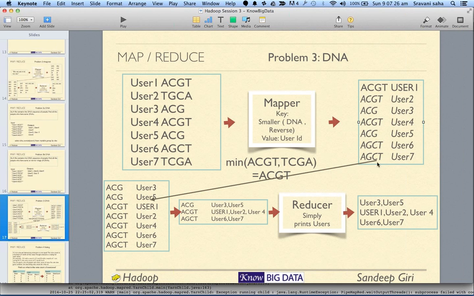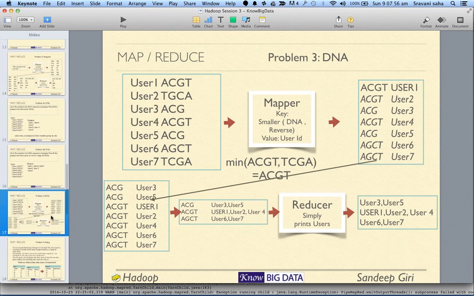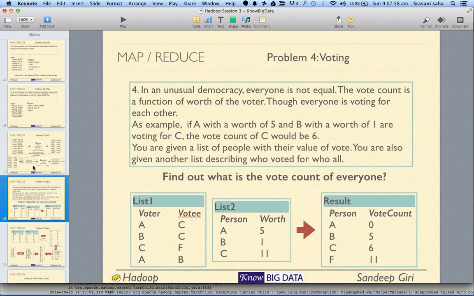So now the rest of the game is pretty obvious and simple. Hadoop has taken your input, sorted it by the key, and then grouped the values for the same key, right? User 3 and user 5. And the reducer doesn't do anything per se. All right. So is this clear? Should we move on to the next problem?